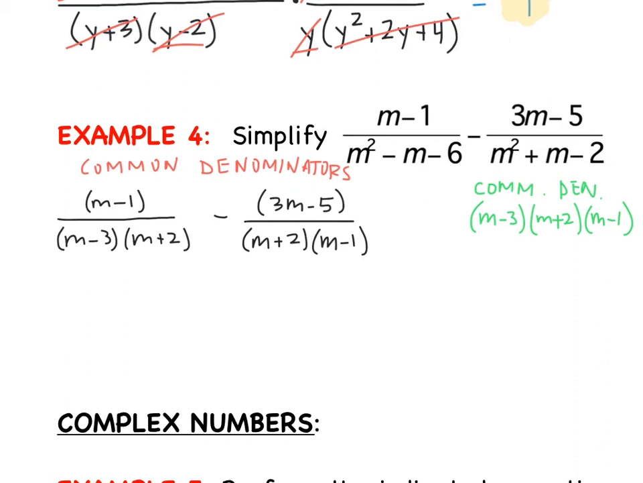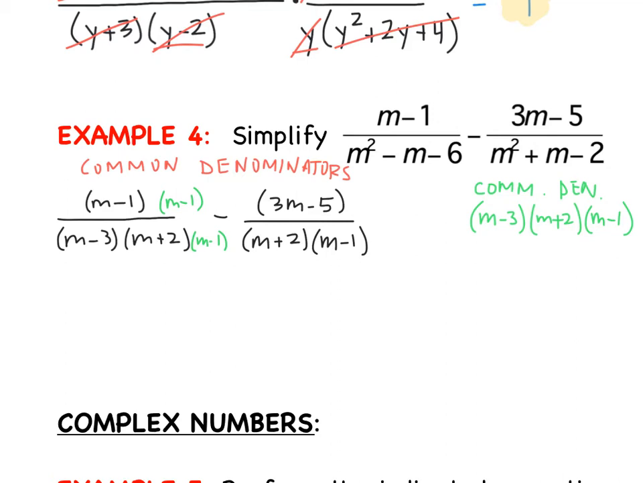So what I need to look at is say, okay, in my first fraction, which piece of the denominator are we missing? Well, we're missing the m minus 1. So I need to multiply the numerator and the denominator by m minus 1.